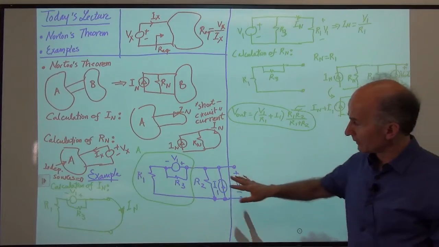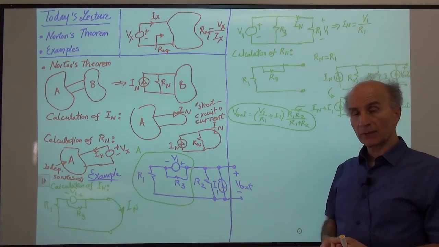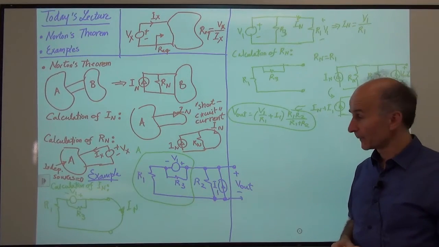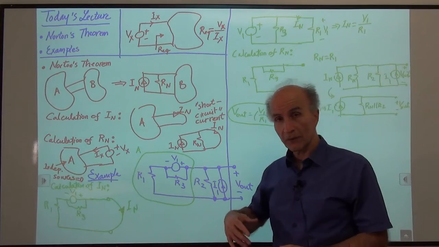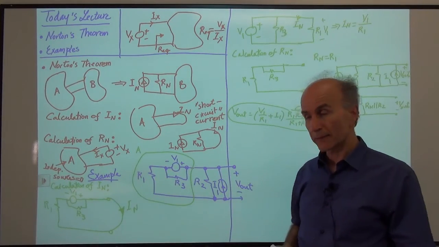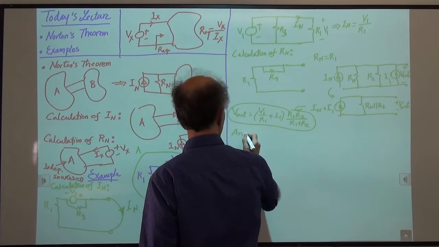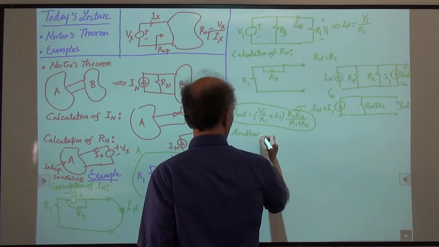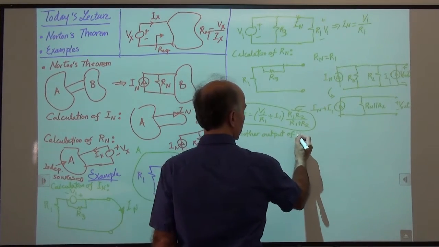Now, in the context of the circuit, let's try some other output of interest and see how we go about doing that. So let's redraw the circuit and suppose that the output of interest to us is this voltage across these two terminals. Okay, so we say another output of interest.